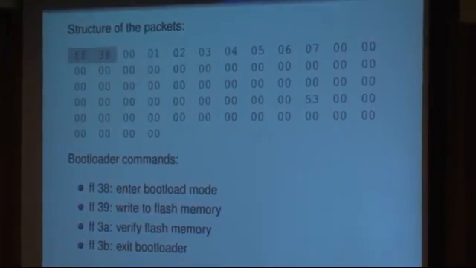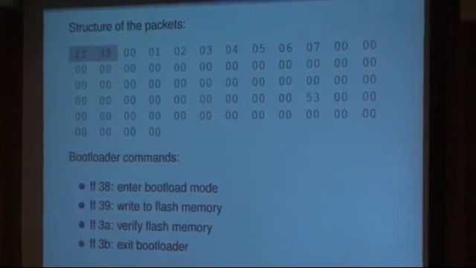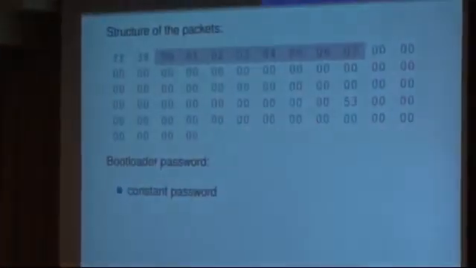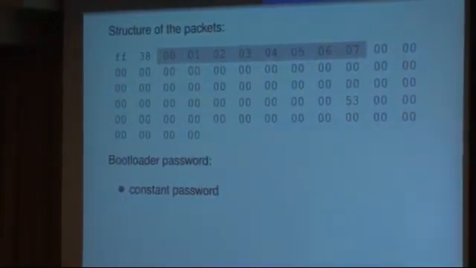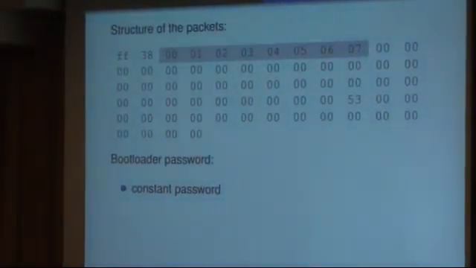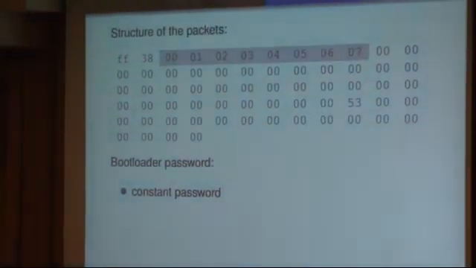And there's 4 possible commands: FF38, like to enter the bootloader mode, write to flash memory, verify flash memory, and exit bootloader. Those are the 4 possible commands that I was able to determine. And then the next 8 bytes is like a bootloader password of sorts. And that's what the password is. It's just 0, 1, 2, 3, 4, 5, 6, 7. If you change any of those values, then it assumes that something is wrong, and then it'll quit. So that's the bootloader password.